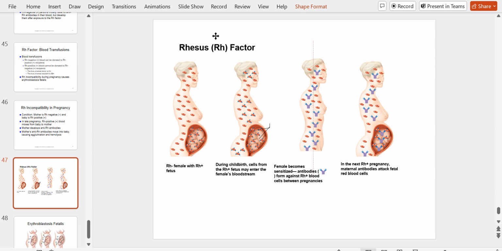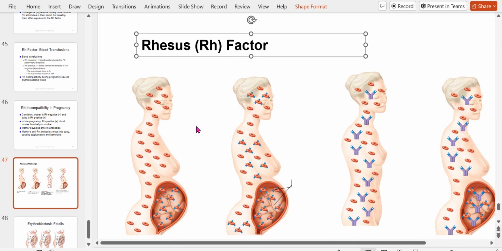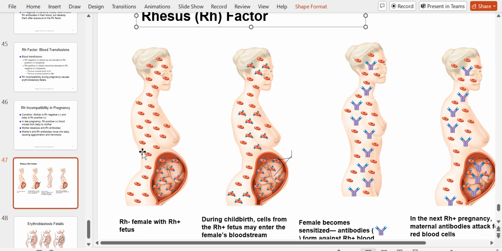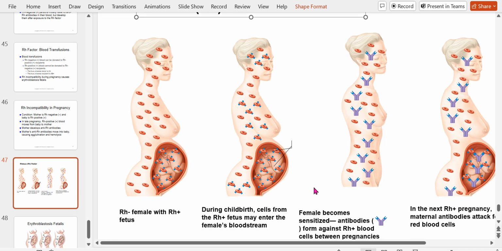I'll just zoom in. You'll see here, in this case, mama is RH negative. No problem, everything's fine. And from the father, baby is positive. So during pregnancy, everything's fine for this pregnancy. Nothing happens, baby's fine. But during this time, mama develops an immunity. She develops the antibodies for this positive RH. So baby comes out, baby's fine, no problem. It's the second pregnancy that is troublesome.